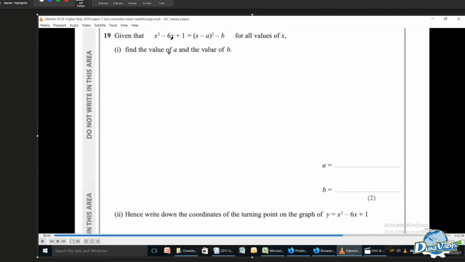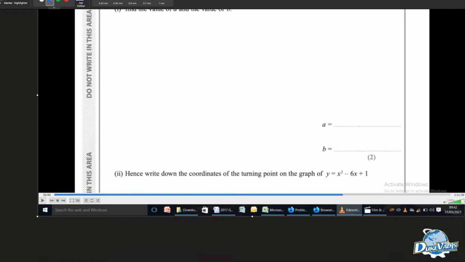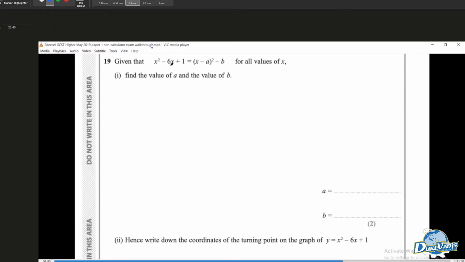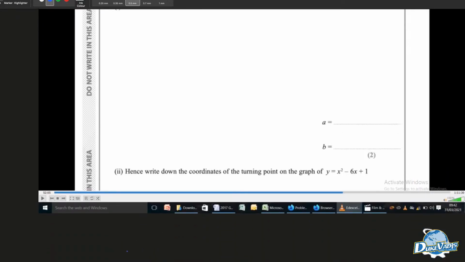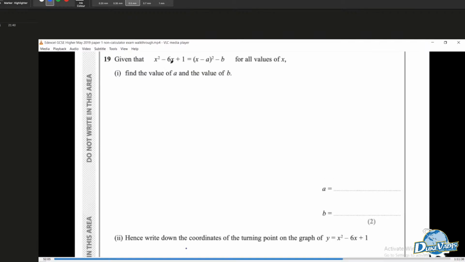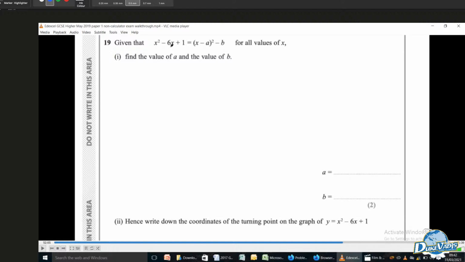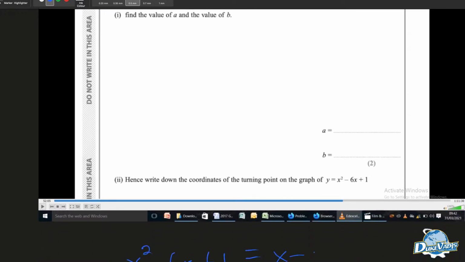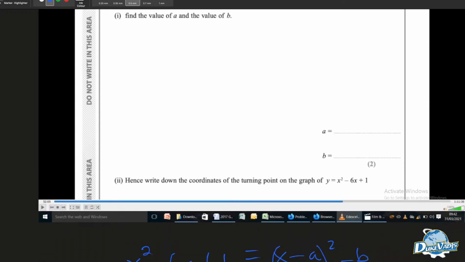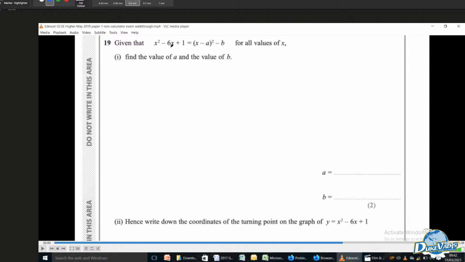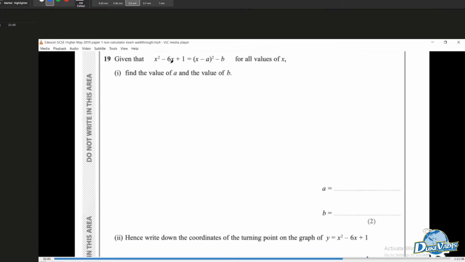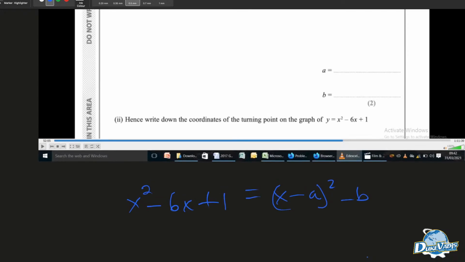So let's tackle the question. We have been given that x squared minus 6x plus 1 is equal to (x minus a) squared minus b, and we are asked to find the values of a and b first, then find the turning point of the graph.